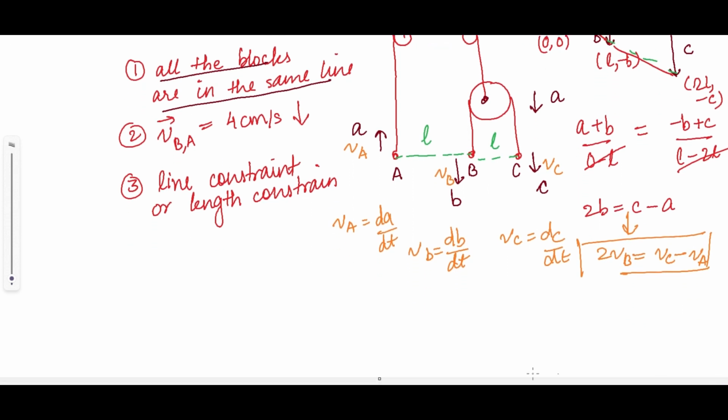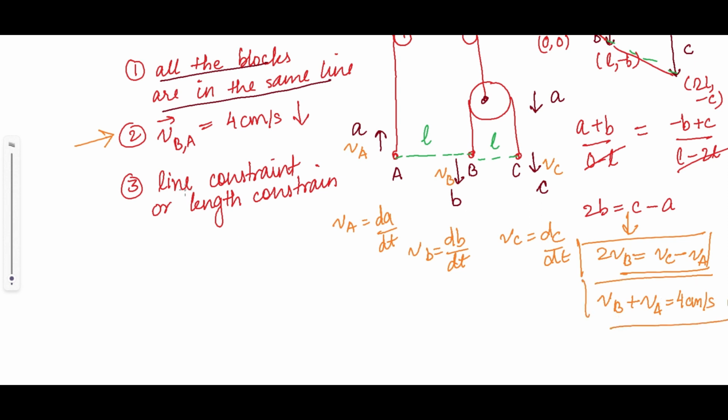Similarly, we can obtain a second equation. We are given that the relative velocity of B with respect to A is 4 cm per second. For the relative velocity, since VB and VA are assumed to be in opposite directions, we can write the equation VB plus VA is equal to 4 cm per second.